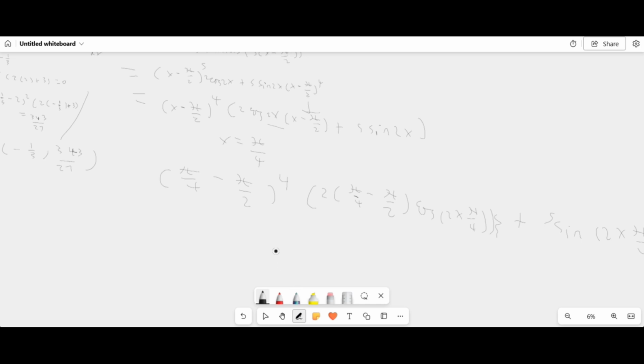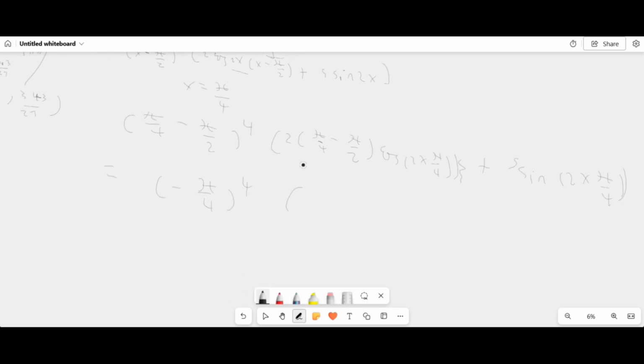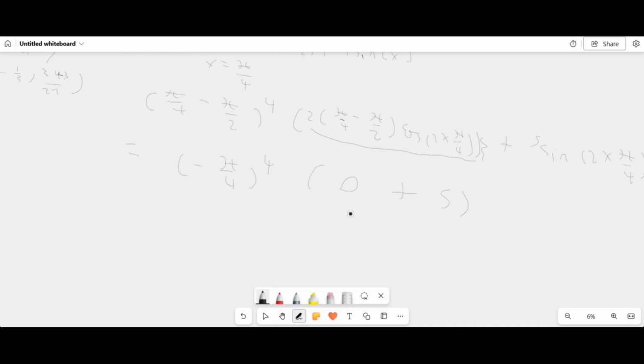And that's going to get you pi over 4 minus pi over 2 is going to be minus pi over 4. Plus minus pi over 4 to pi over 4. And then this whole thing here, just put that in a calculator or we'll do it bit by bit. So that's going to be cos pi over 2. And this minus that times 2 is going to get you 0. And 5 times sine 2 times pi over 4 is obviously going to get you 5. So therefore it's just (minus pi over 4) to the power 4 times 0 plus 5. That's going to get you 5 pi over 256. Alright.